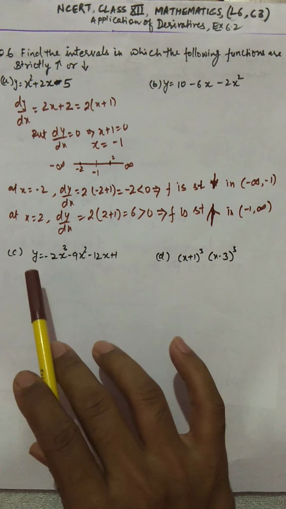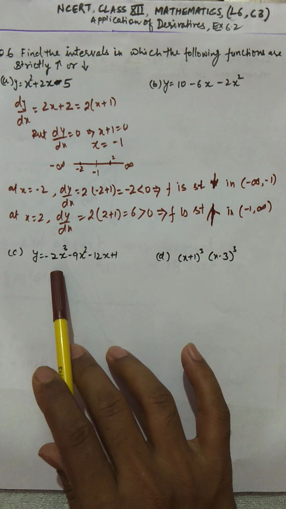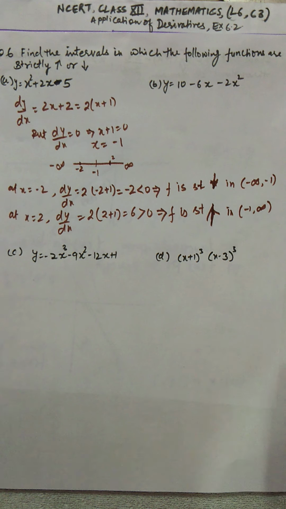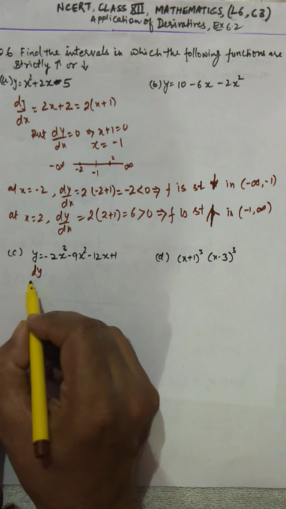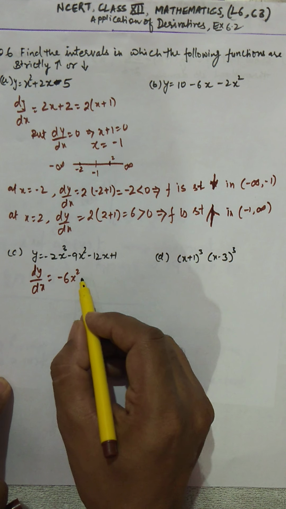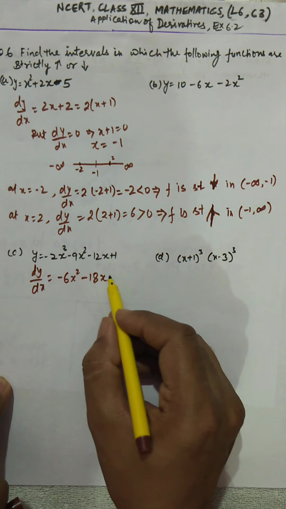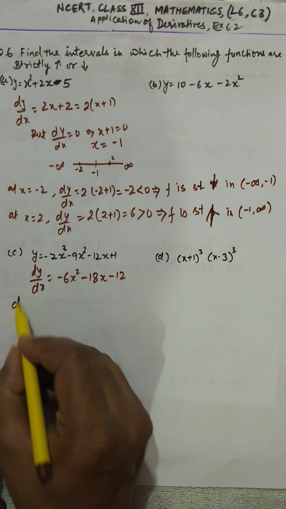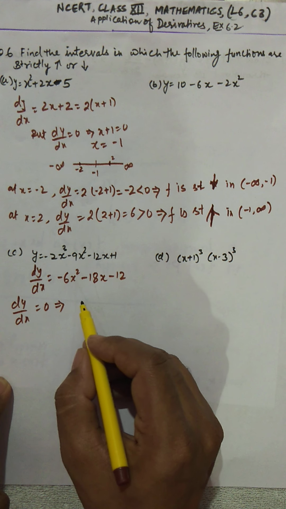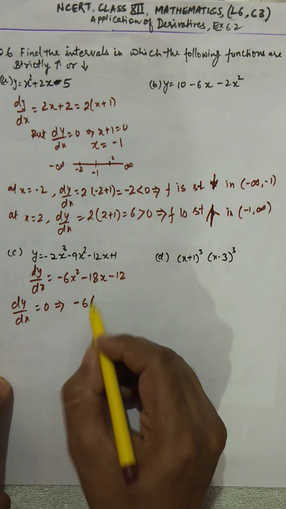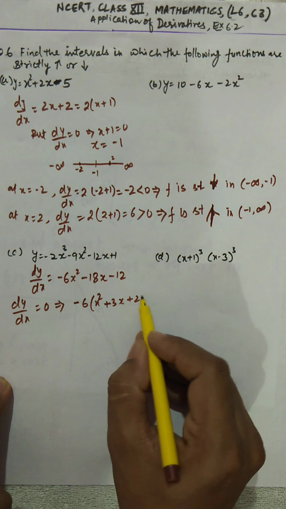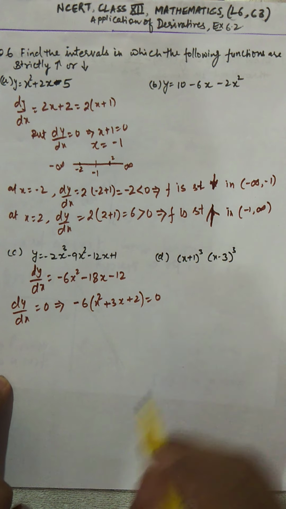Now we'll discuss one more question of this C part. Y equal to minus 2x cube minus 9x square minus 12x plus 1. So first we find dy by dx. Our dy by dx will be minus 6x square, minus 18x, and minus 12. So we can put dy by dx equal to 0. We can take minus 6 common, so this becomes x square plus 3x plus 2, and now we can put it equal to 0.